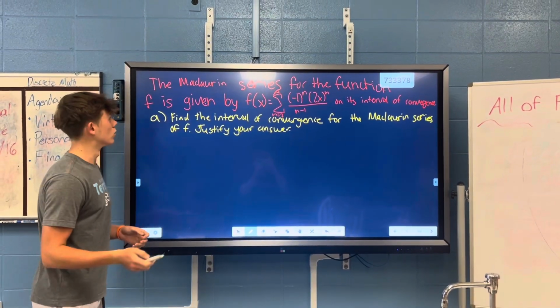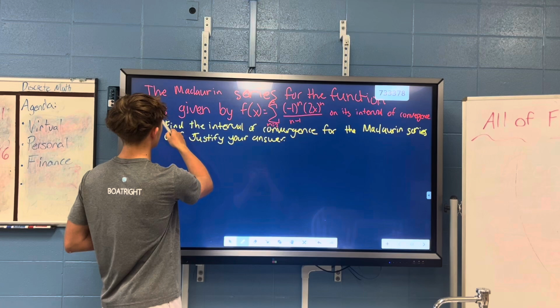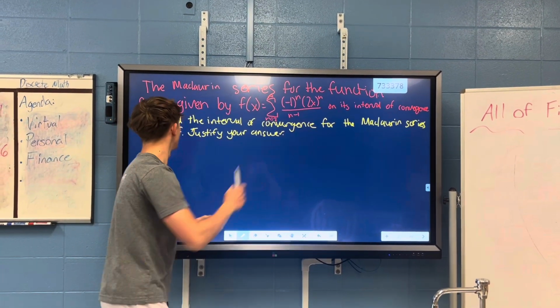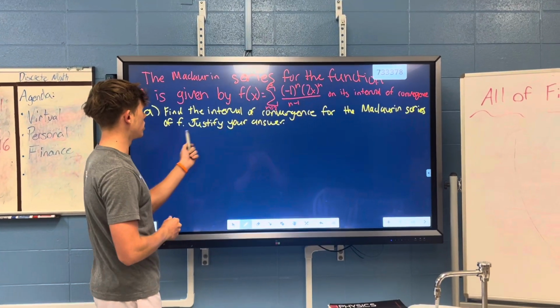Alright, so I have problem number 1. The problem reads: the Maclaurin series for the function f is given by f of x equals that series on its interval of convergence. Part A reads: find the interval of convergence for the Maclaurin series of f, justify your answer.